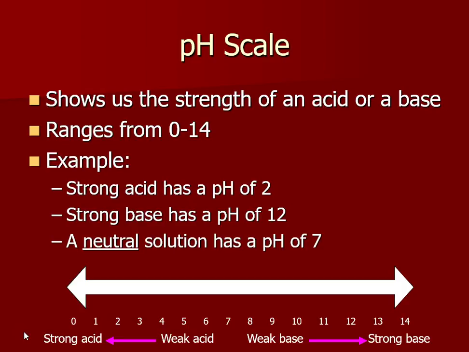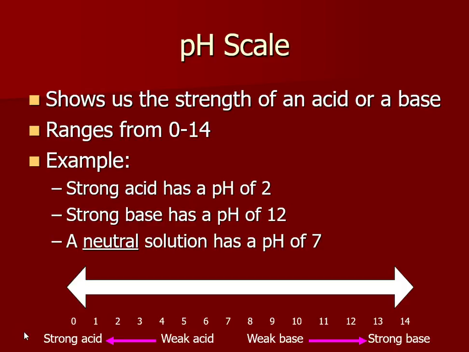Okay, so the pH scale is an indicator of how strong of an acid or how strong of a base something is. Basically the pH scale is a numerical indicator of how acidic or basic something is, or if it's neither an acid nor a base, if it's neutral. The scale ranges from 0 to 14. Anything less than 7 is considered acidic. The lower the number, the stronger the acid. So for example, a strong acid would have a pH of 2.